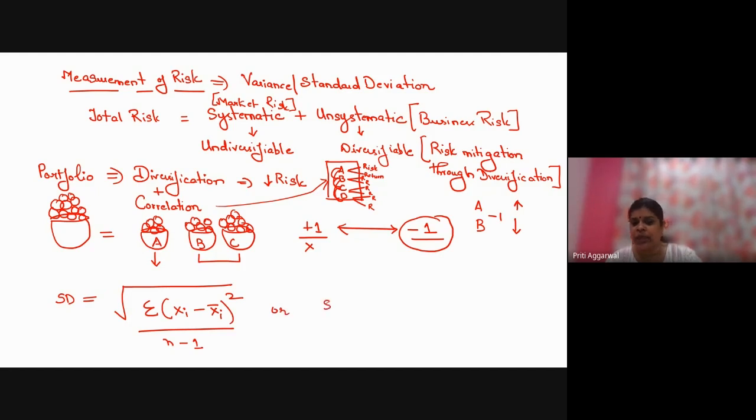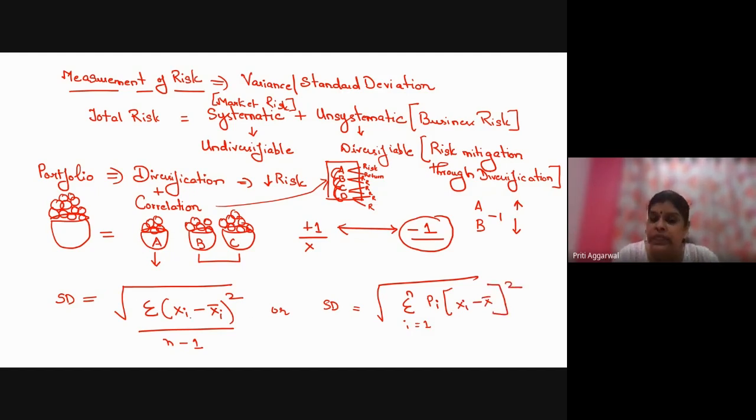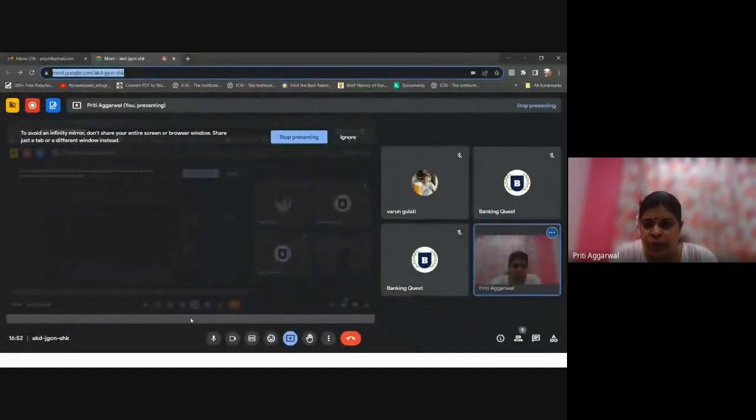If, let's say, we are given probabilities P i, then the formula goes this way. We do the summation of all the i from 1 to n, take into account the probabilities of all the securities, and then x i minus the expected return, raised to the square. So this is how we measure it. This is something which you all are aware of, and I hope you have very well studied it, right?